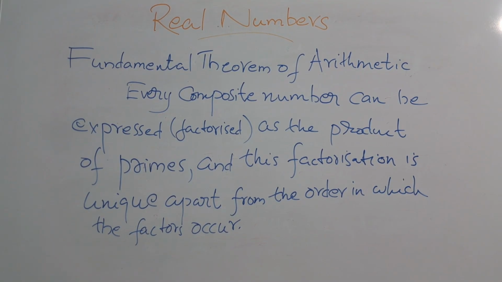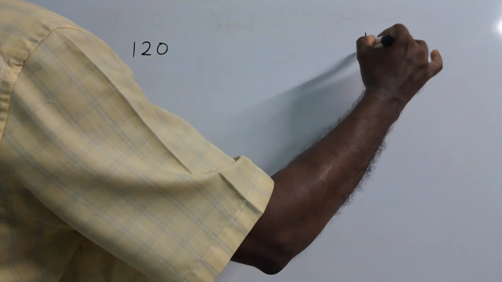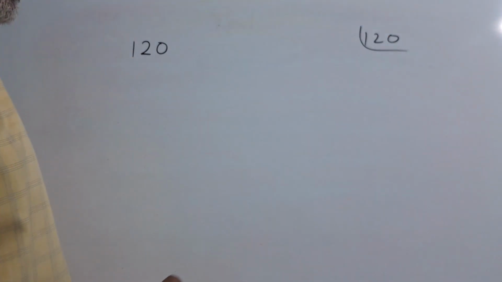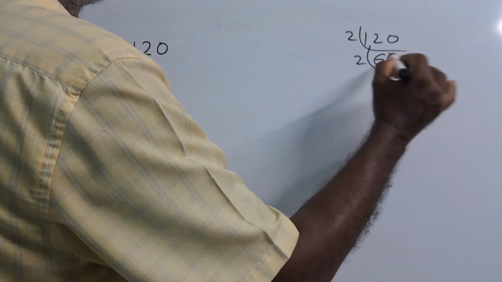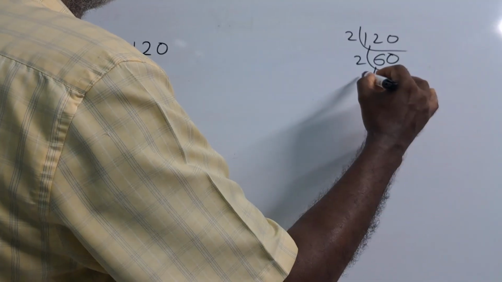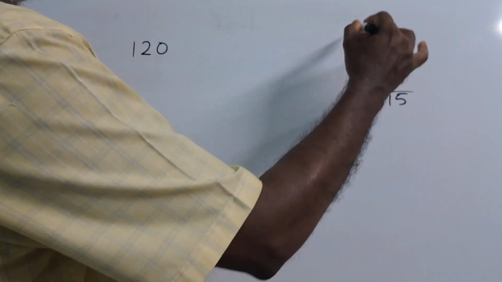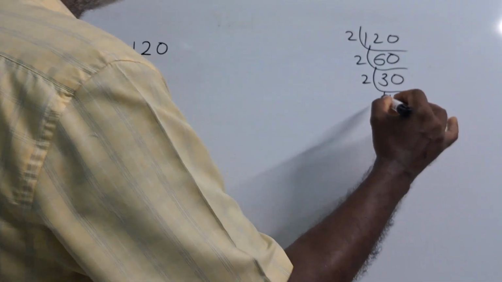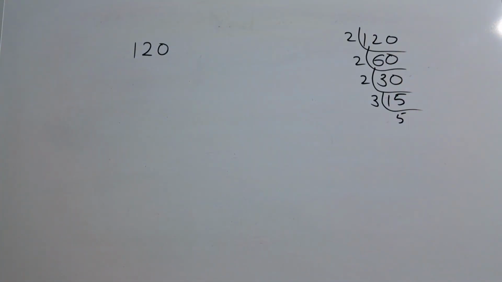Let's see an example. Let's factorize a composite number, 120. This is divisible by 2. We get a quotient of 60. Again by 2 you get 30. Again by 2 you get 15. Since it is an odd number, it cannot be divided by 2. We know it is the product of 3 and 5. When you divide 15 by 3, you get 5.